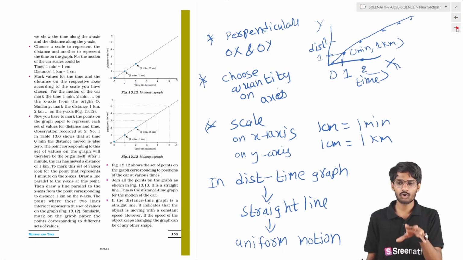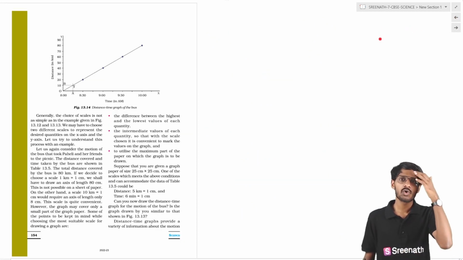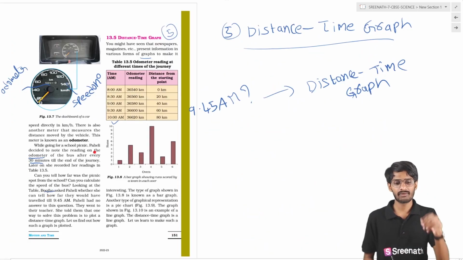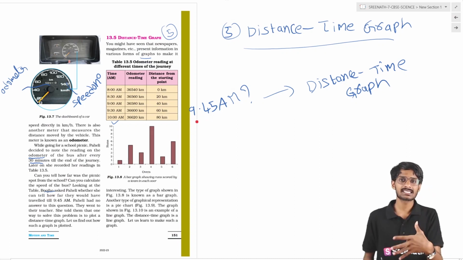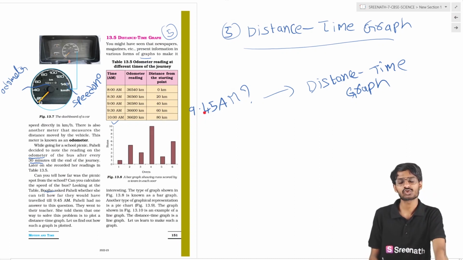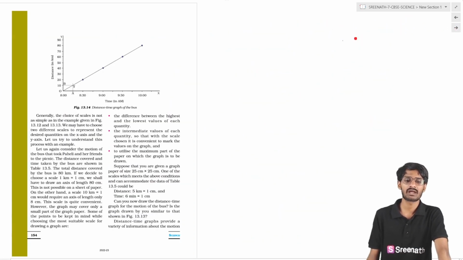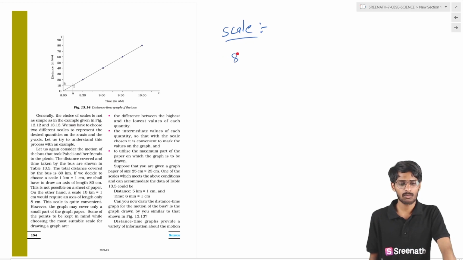So I hope you have understood it. Now we will draw a graph for this question. Whenever the question has asked what is the distance at 9:45 a.m., he has to answer that question. So for that you have to draw a distance time graph. You have to take two perpendicular axes and you have to take a scale. Taking a scale is not that simple, students. Suppose the total distance traveled is about 80 kilometers, and on the y-axis you are taking the distance.